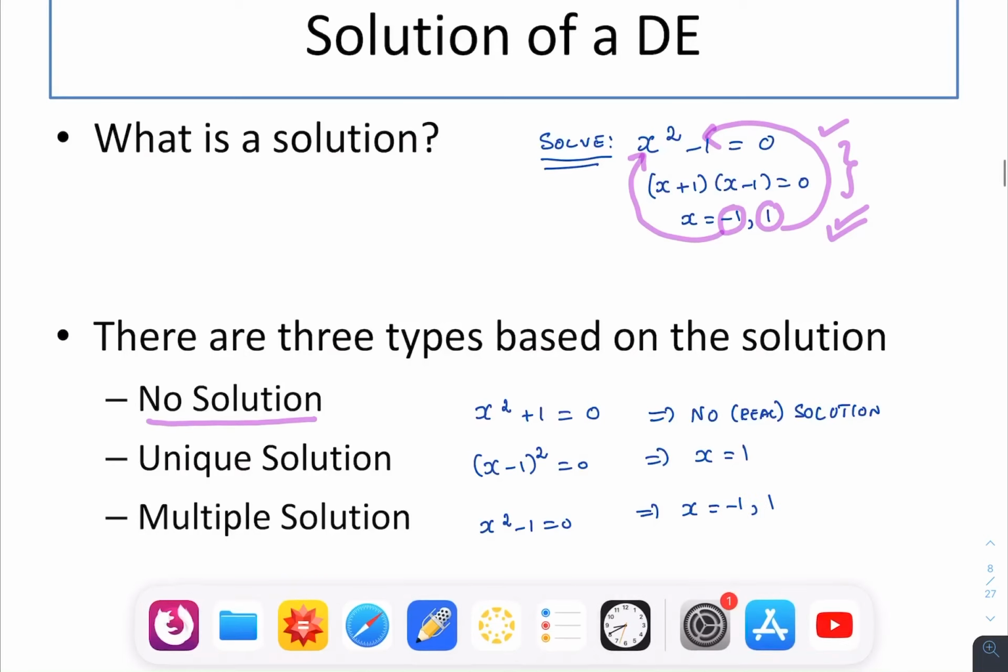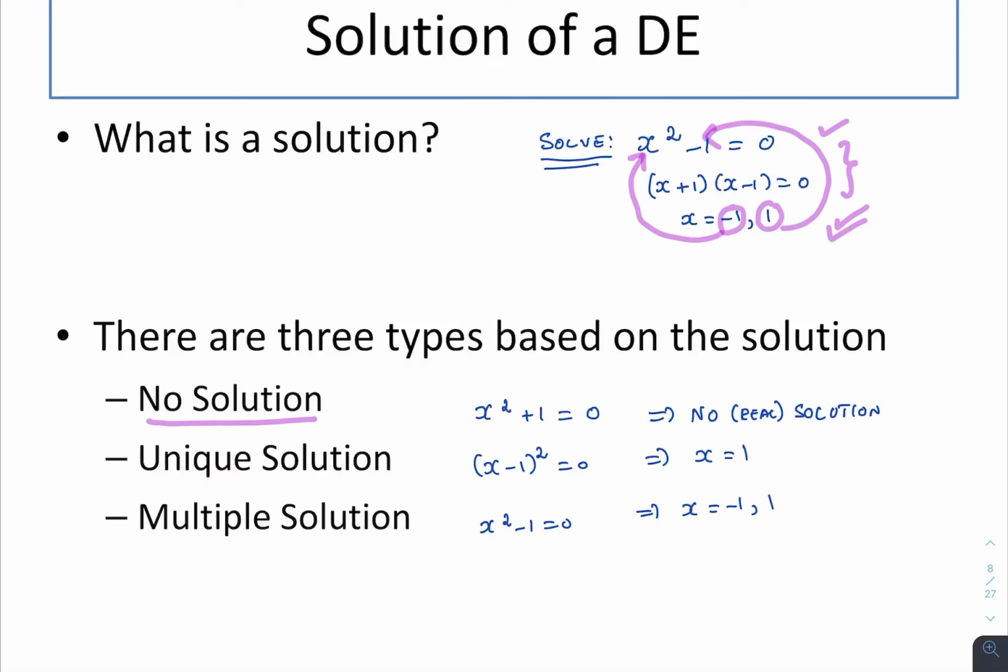So in general, when you deal with equations, you have various cases, various ways of doing this, and the same is applicable for differential equations as well. If you have a differential equation, you may have no solution. You may have a unique solution. You may have multiple solutions. For the same differential equation, you can have 5, 10, or sometimes infinitely many solutions.